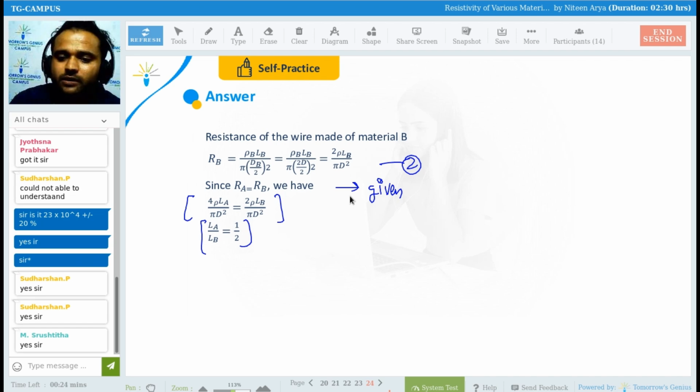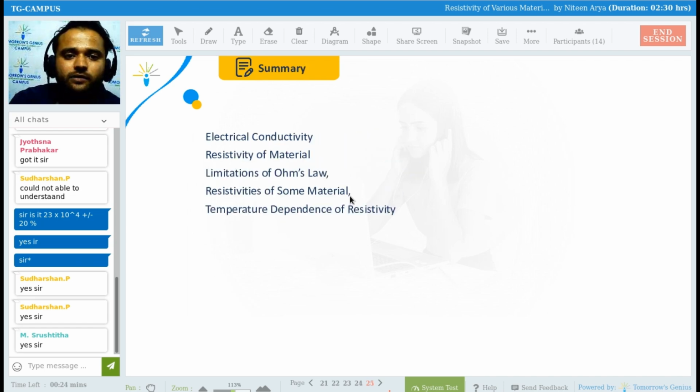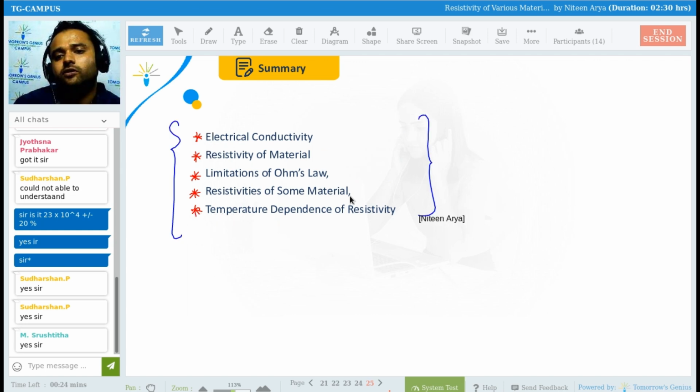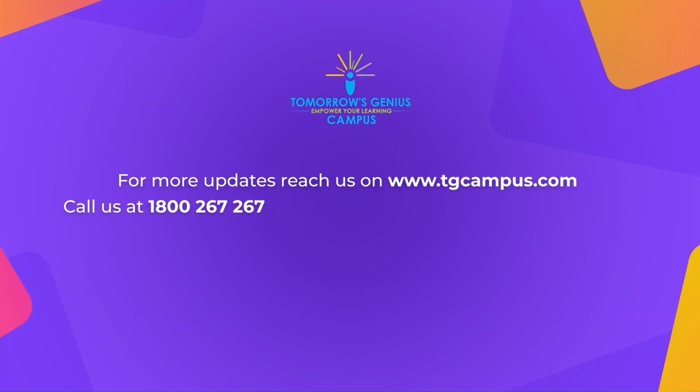Okay, so this is the summary of the class. In this class, what we covered: electrical conductivity, resistivity, limitations, resistance of some material, resistivity of some material, and temperature dependence. Each particular thing is important for boards as well as for your JEE classes or courses.